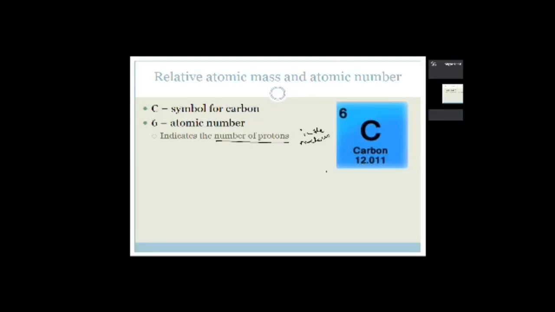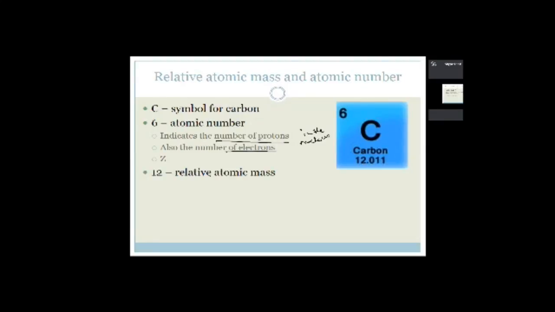And if it's got six protons, then it is definitely carbon, because at the moment we don't know of any other way of changing the number of protons in an element without changing its chemical properties. So it's matched. But also, if it's an atom and it's neutral, it equals the number of electrons, and is represented by the letter Z.